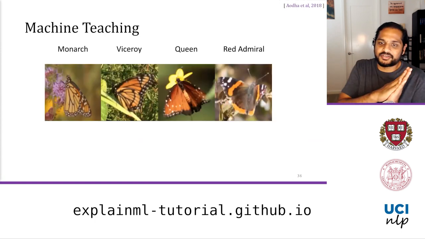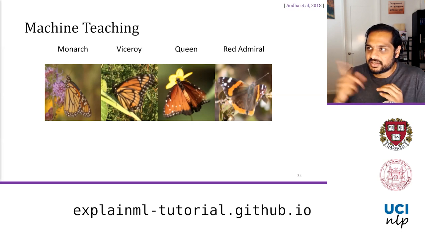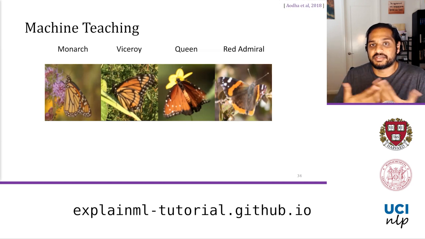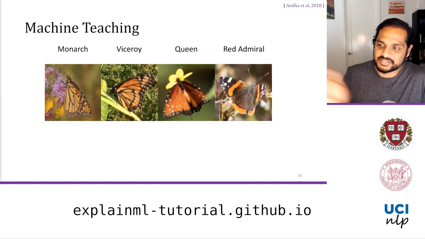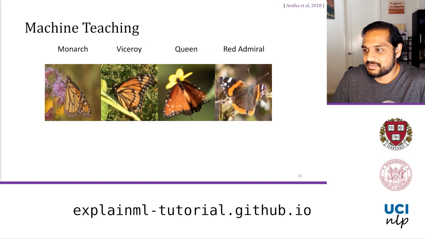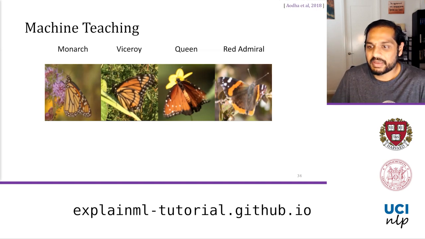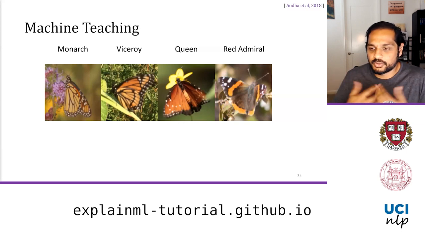Here's a slightly different way of thinking about how explanations might help users. This is an idea that I've seen in some papers by Yusong Yu, but a lot of people have discussed these things, where the goal is to understand the task. As a human, you want to learn how to differentiate butterflies today, and here are some examples of labeled butterflies. Maybe after looking at a few of these, you'll be able to figure out what a queen butterfly looks like and what a red admiral looks like. But maybe you won't be able to differentiate between monarch and viceroy so much. And maybe I can show you thousands of examples, but that's time consuming and boring.